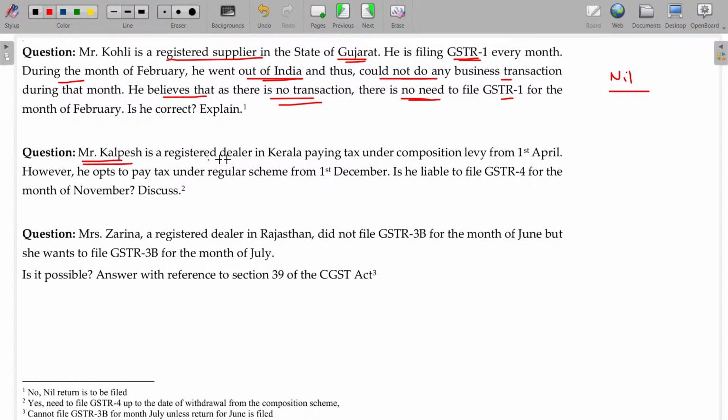Mr. Kalpesh is a registered dealer in Kerala paying tax under the composition levy from 1st April. However, he has to pay the tax under the regular scheme from 1st December. Is he liable to file GSTR 4 for the composition levy? Yes. As long as he was in the composition levy state, he has to file the return under the composition levy scheme's requirement.